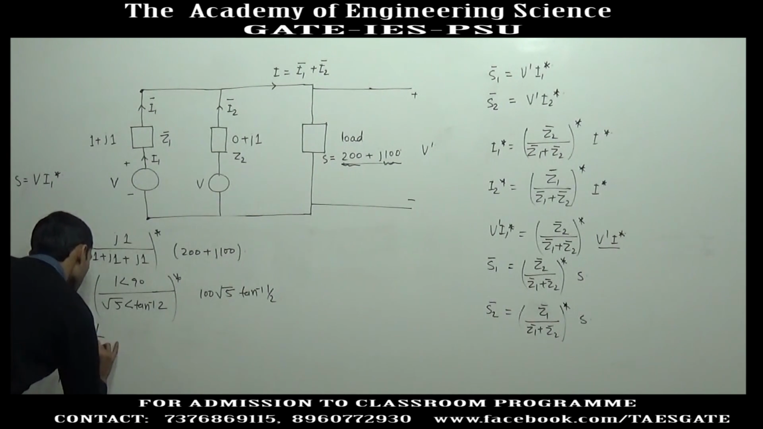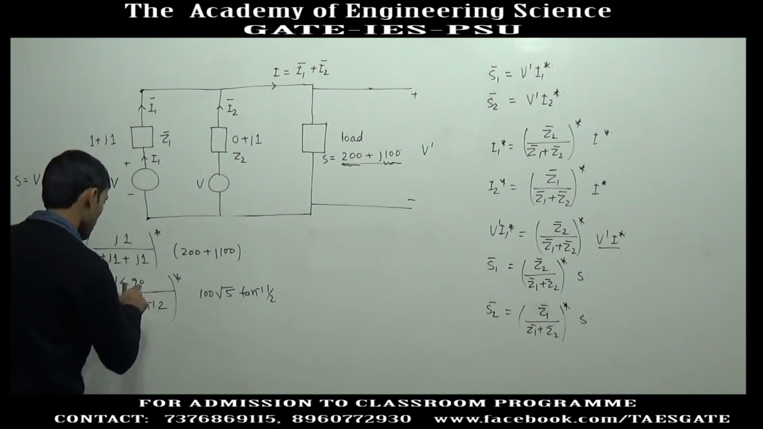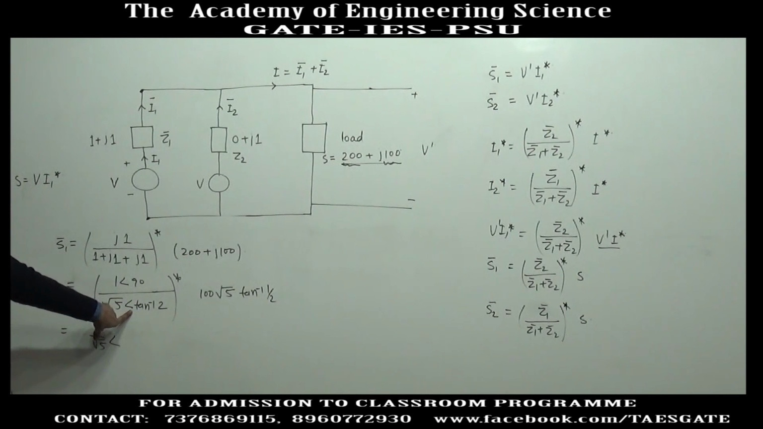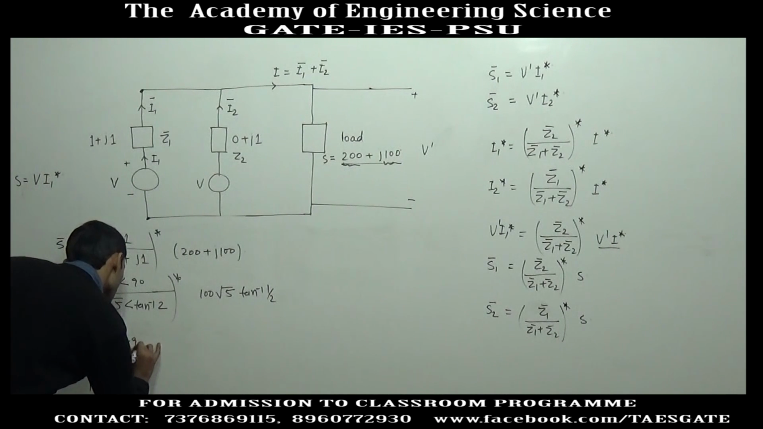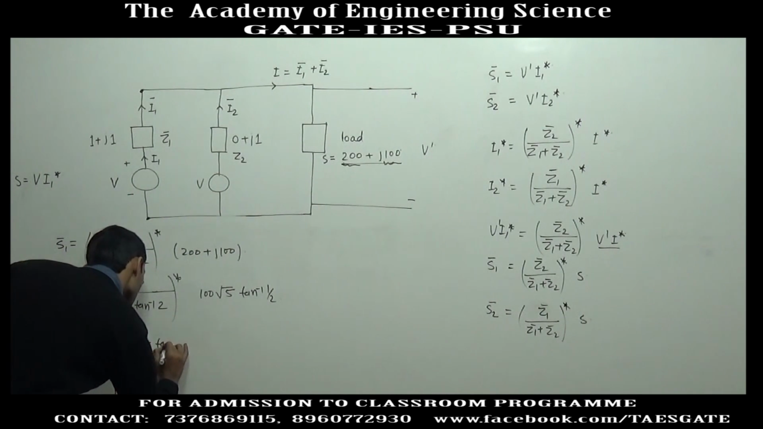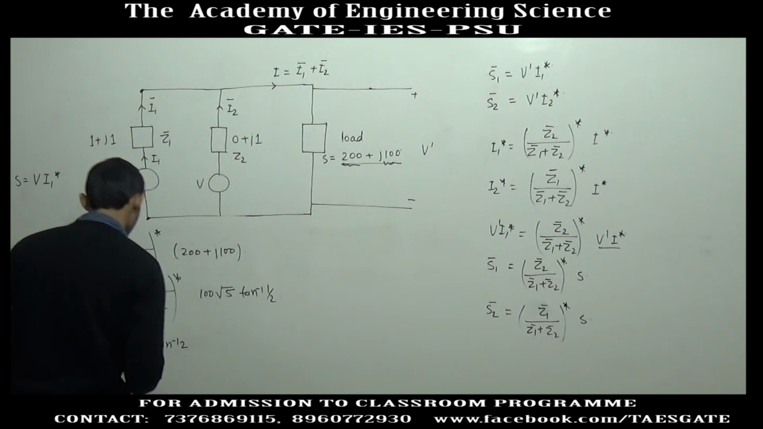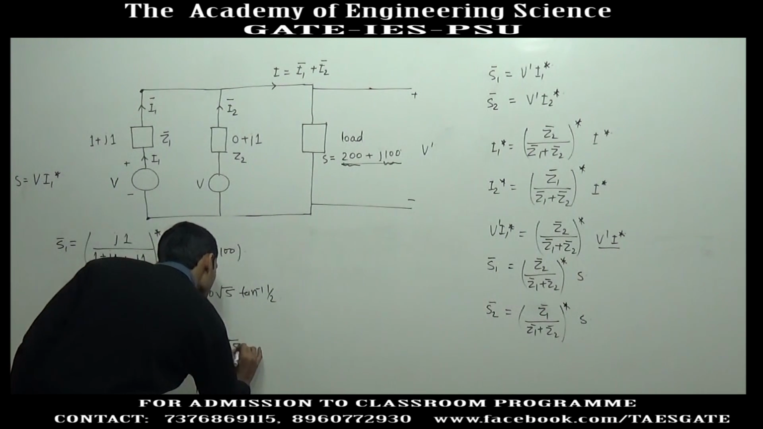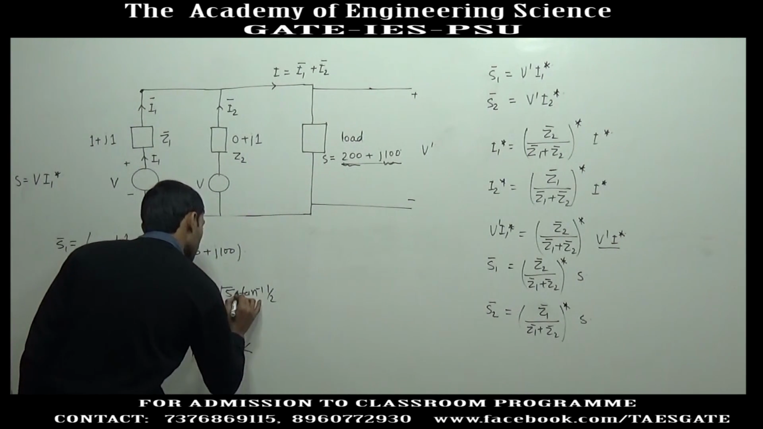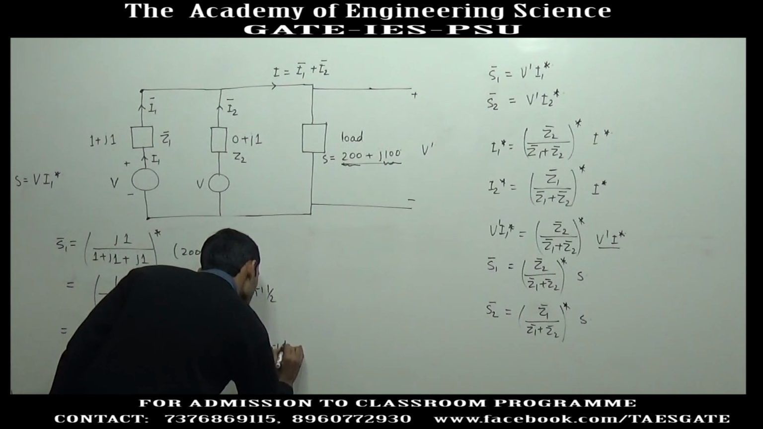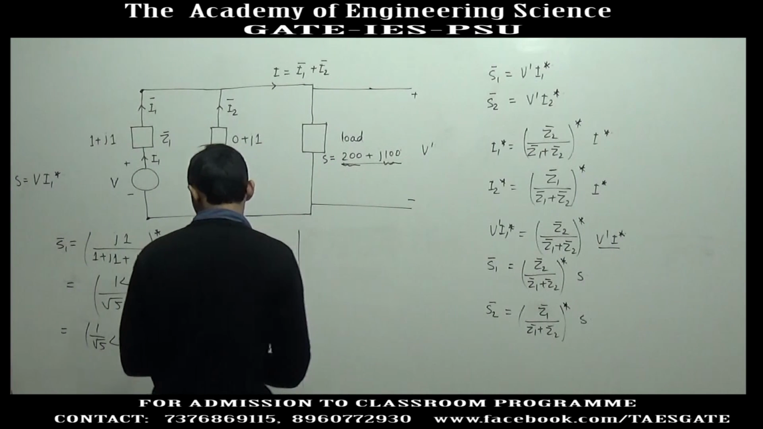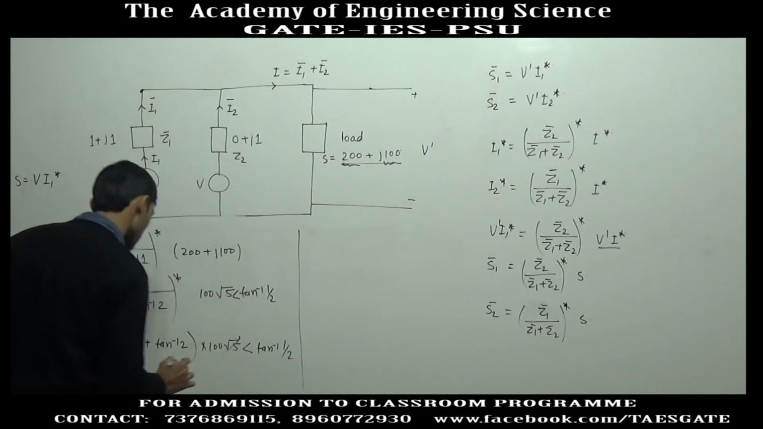This will be 1 by root 5 angle. This angle will be minus 90, and when it goes in the numerator it comes with a minus sign, and the star of the minus sign will be positive. So, this is minus 90 plus tan inverse 2, into 100 root 5 angle tan inverse 1 by 2. Root 5 will be cancelled out.